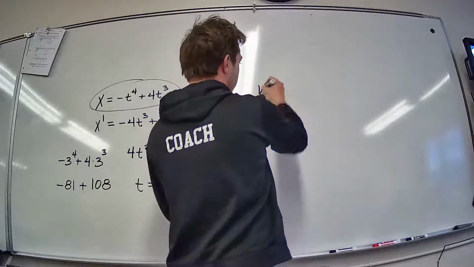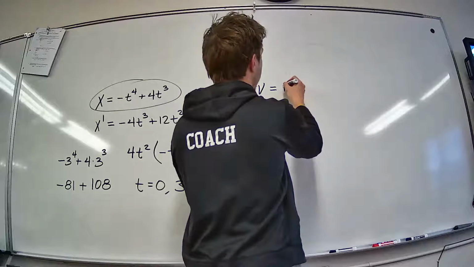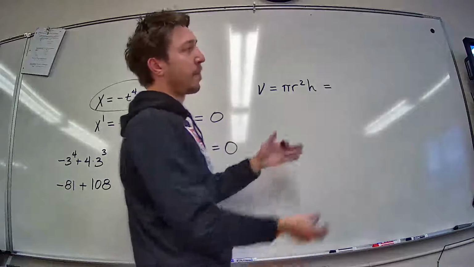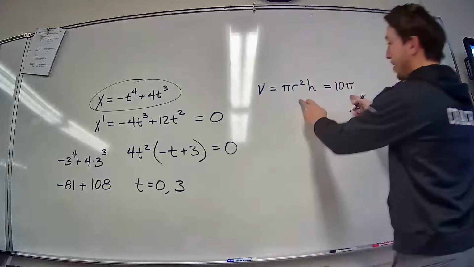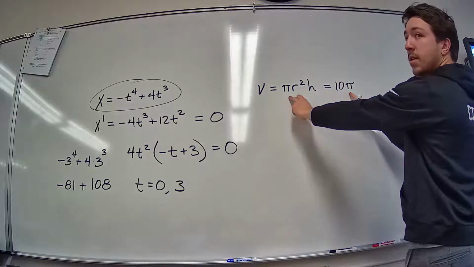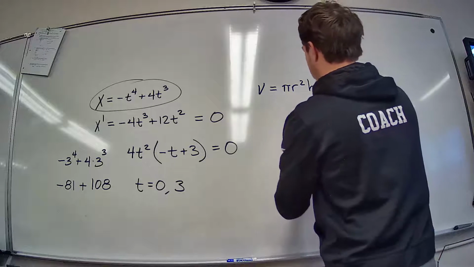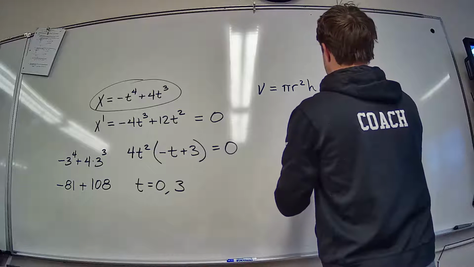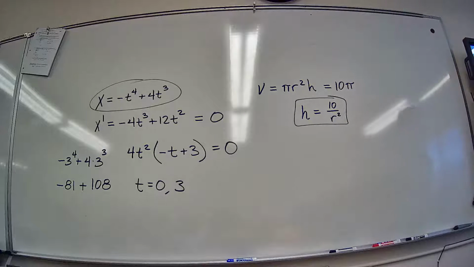All right, so the volume, this is our constraint. The volume would be pi r squared times height, and that has to equal what? 10 pi. So right off the bat, we can see that the pi's would cancel out, and you'd end up with something like h equals 10 over r squared. Does that make sense for a constraint? Yeah. Okay.